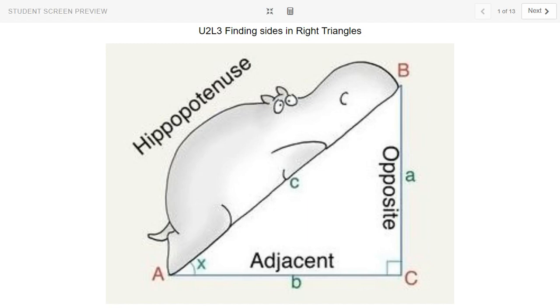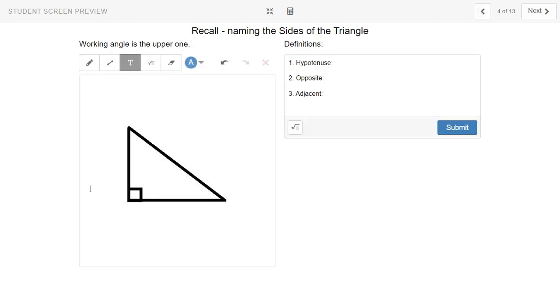Today's lesson is about finding sides in right-angled triangles using trigonometry. Let's recall the sides of the triangle. It tells us that the working angle is the upper angle, so let's name it angle A. We have three sides of a right-angled triangle when we have an angle to deal with.